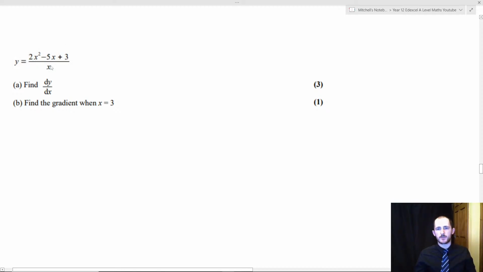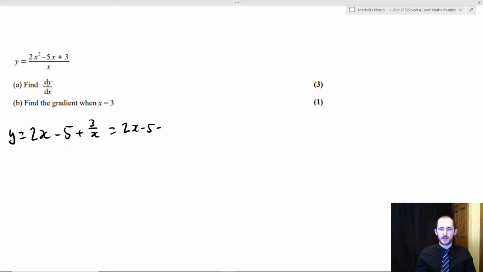So this is where some students can get a bit confused. What I'd recommend doing is, if we have a divide by x, all we do is divide everything on top by x. So that would be 2x to the power of 1 minus 5 and then plus 3 over x, which is the same as just having 2x minus 5 plus 3x to the minus 1.